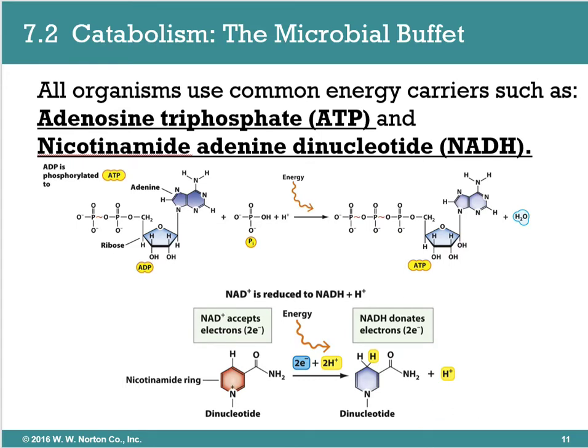Like I said, the reason I showed you that is because those guys are using a lot of ATP whenever they're trying to do their ridiculous parkour. So definitely know what two energy molecules all organisms use. Every single organism uses ATP and NADH, okay?